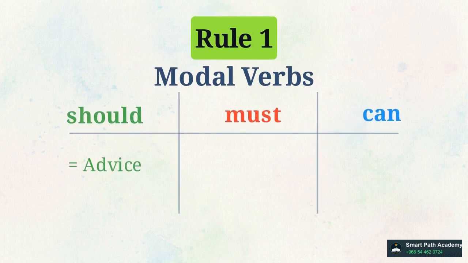Here is your first rule for today. We use should when we give advice, telling someone what is a good idea. We use must for a strong rule or necessity. And we use can to talk about ability or permission.